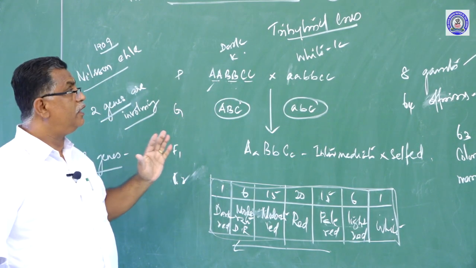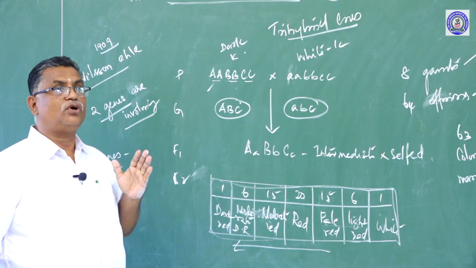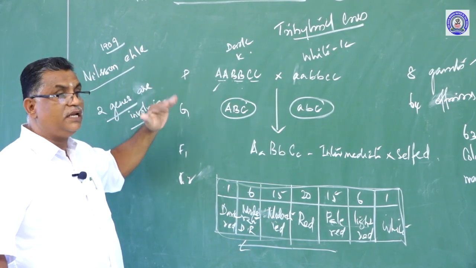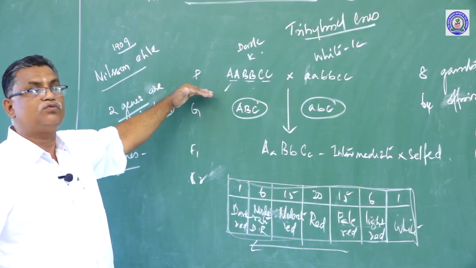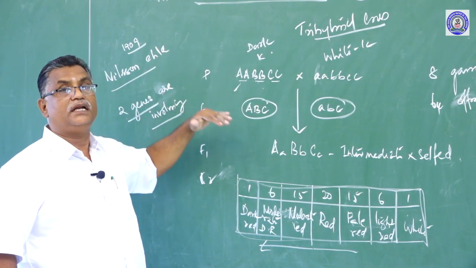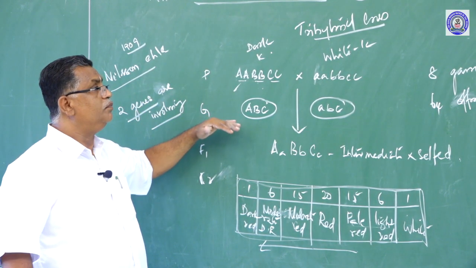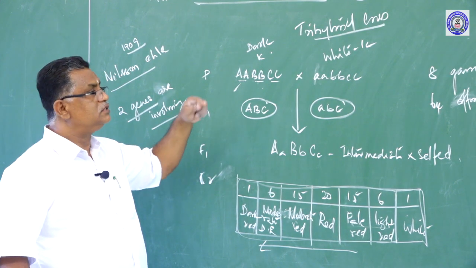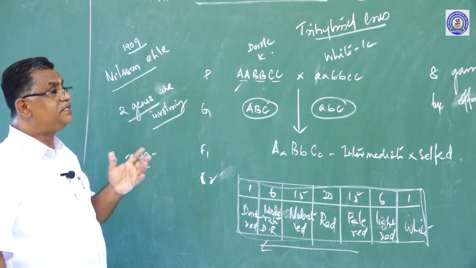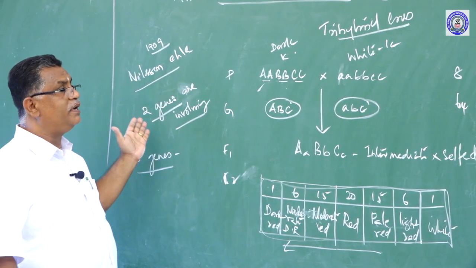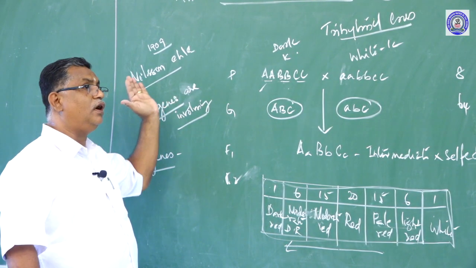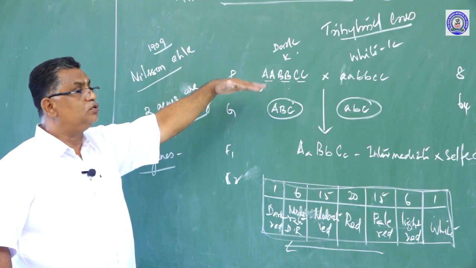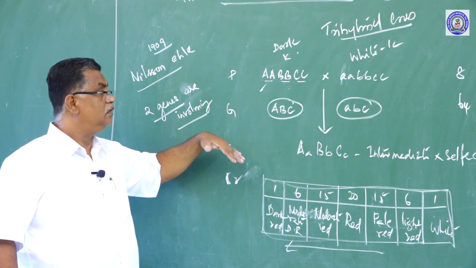So far we have talked about intergenic interaction, in which dominant epistasis was studied. Afterwards, polygenic inheritance. In polygenic inheritance, many genes control a single character. In epistasis, an allelic dominant gene controls or masks the effect of another dominant gene. So these were the two things we studied today.